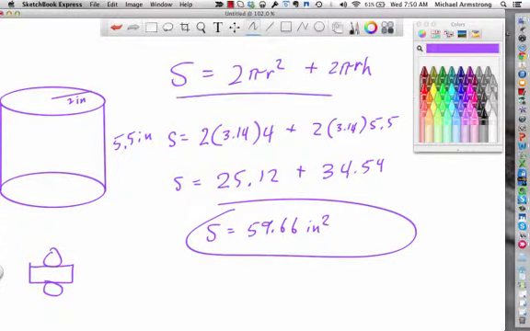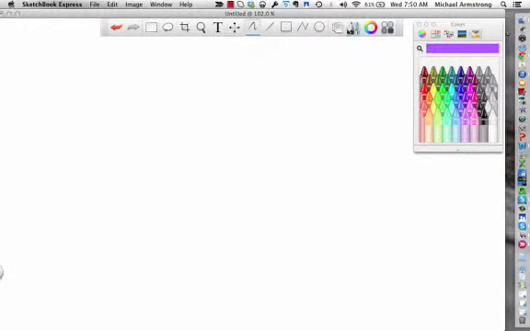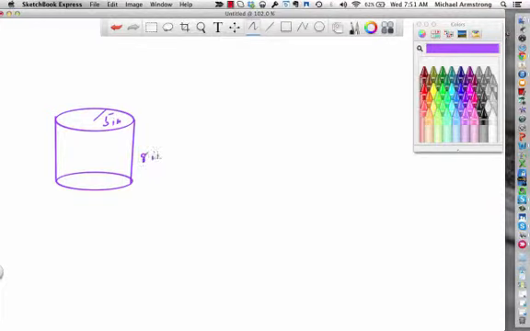This formula again is great if you remember it, but if you don't, it's okay. You just take it apart. Let's do another one and just try it a different way. We won't use the formula. Okay, so the diameter is 5 inches and the height is 8 inches.